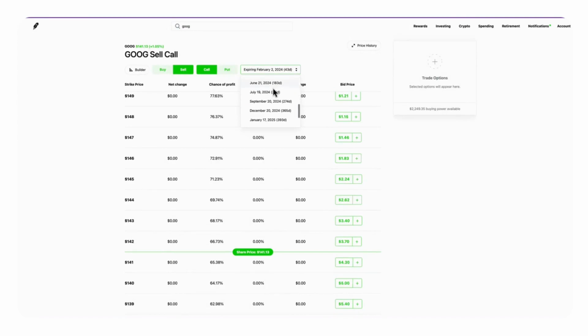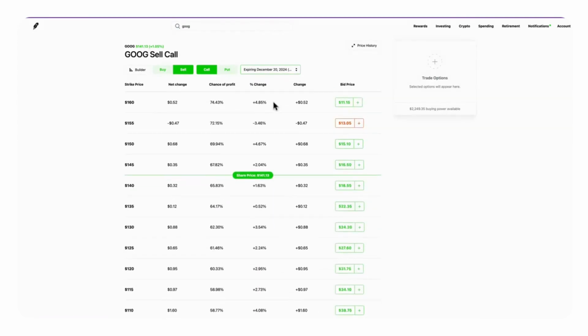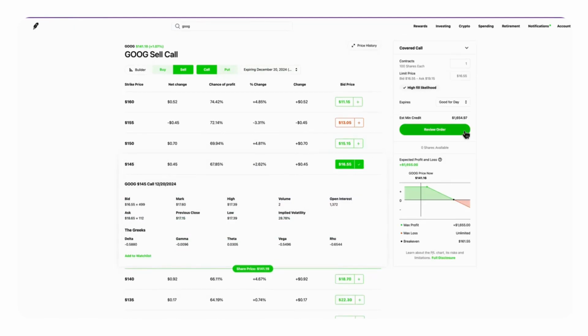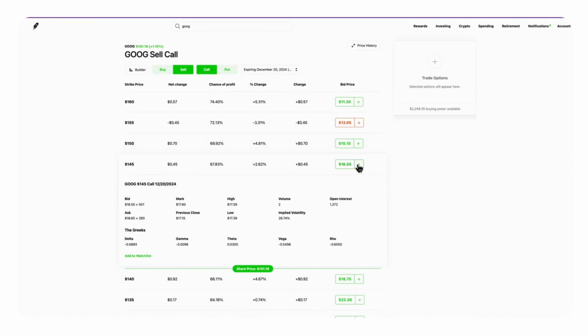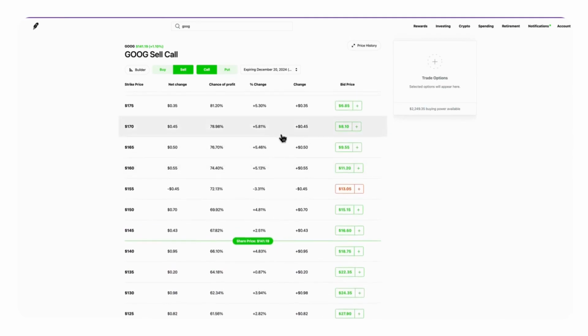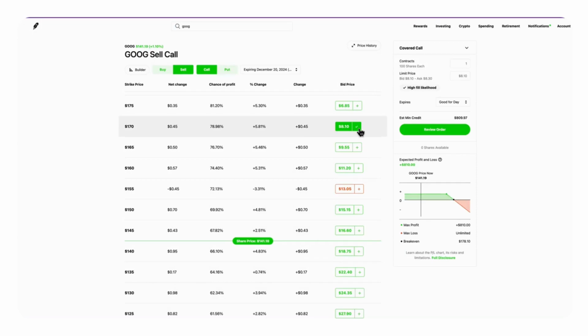If I decided I wanted to move to a long-term play, or as some people call it, a leap, I could do the same thing, move it to the 145, and then go ahead and collect $1,655. That's what it's going to say right here. When I click the plus sign, it says one contract, $1,654. If I wanted to hold this for a long-term play, or I can move it up a little bit higher and I say, hey, I think Google's going to maybe go to 170 within a year. Go ahead and collect $810 and move it from there.